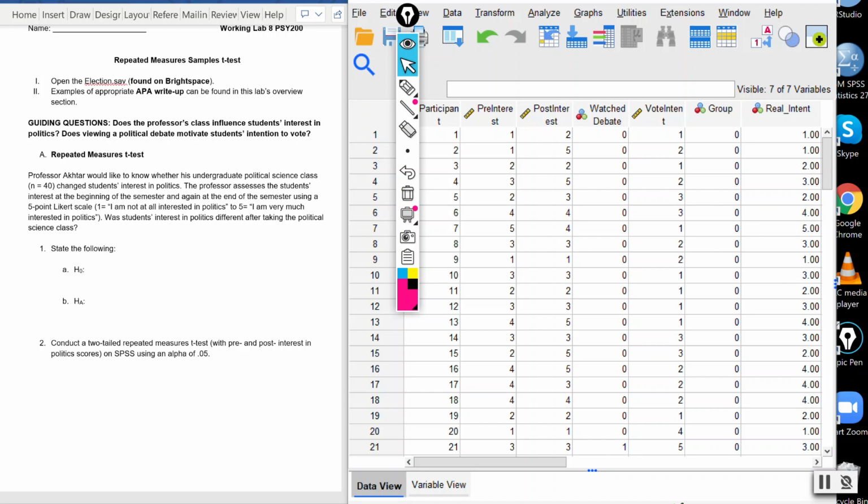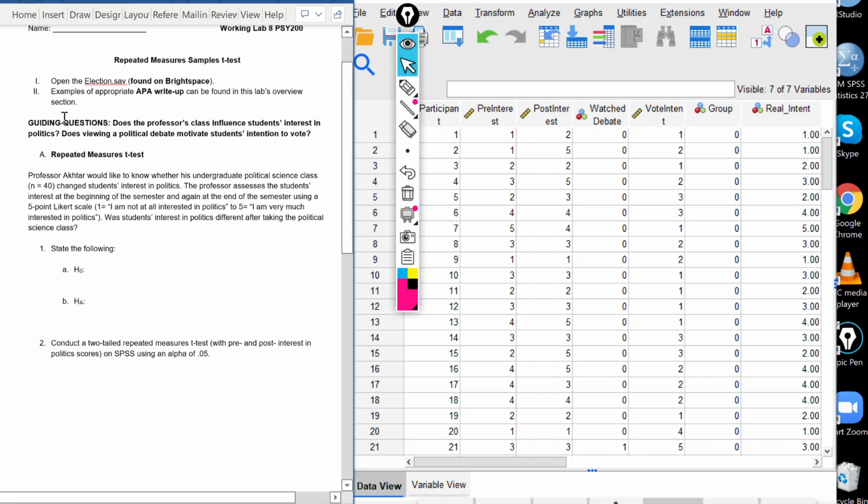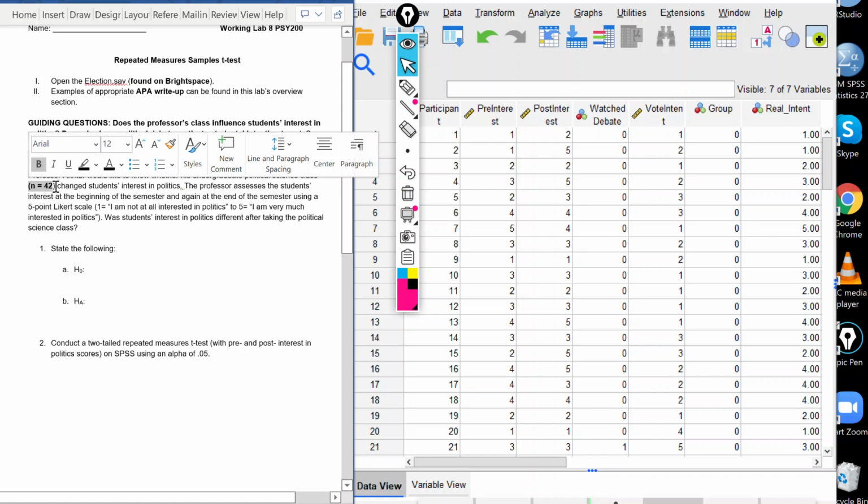Now we're going to jump into this assignment. So here's what we have. We have this situation where this professor is giving a political science class, and as you see here, Professor Akhtar would like to know whether the undergraduate political science class, n equals 40. I'm going to write down 42 because I've changed this, so my data is going to be different than your data.